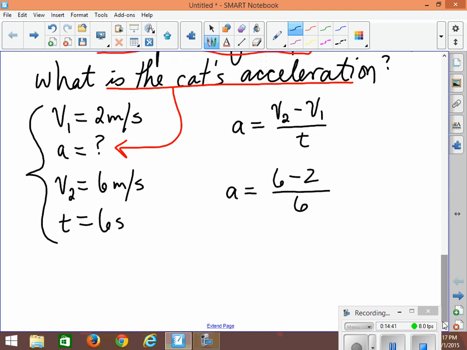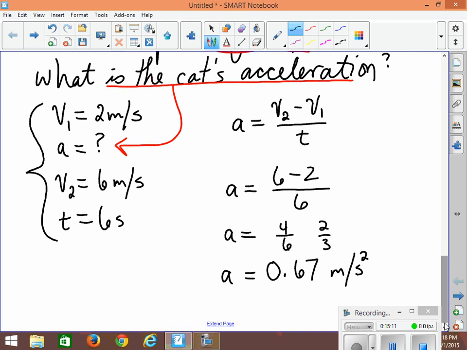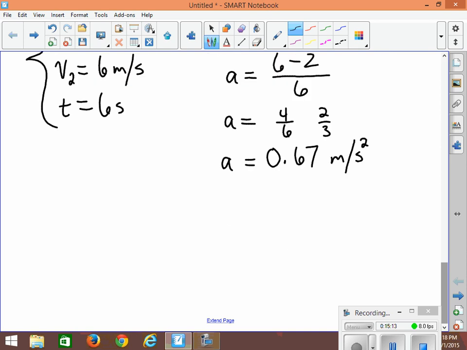So now I just have to work this out. 6 take away 2 is 4 over 6, and 4 over 6 reduces to 2 over 3. 1/3 is 0.33, so 2/3 is 0.66. So we put 0.6, and if we round it off, it's about 0.67 meters per second squared. That's the unit for acceleration, not for velocity. Don't make my mistake. Now we can also use this equation to do a different example.